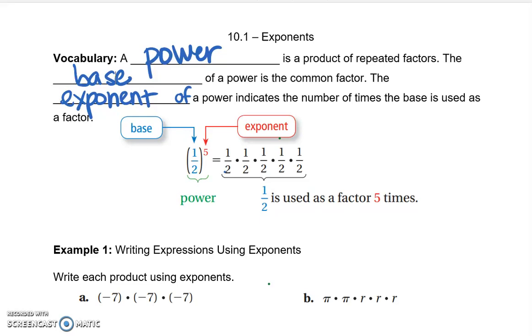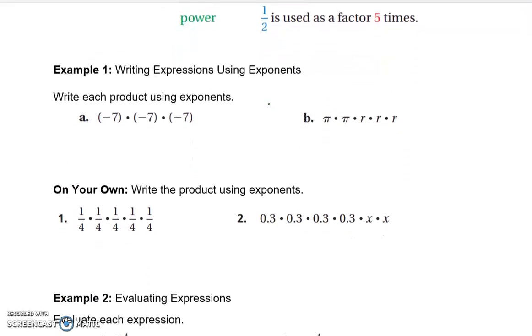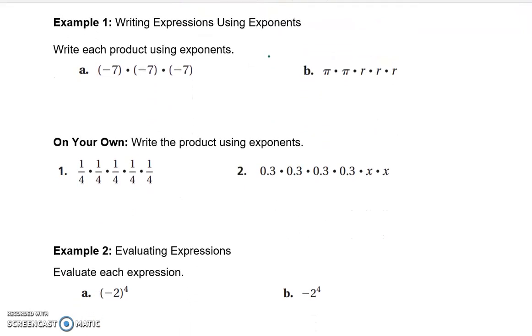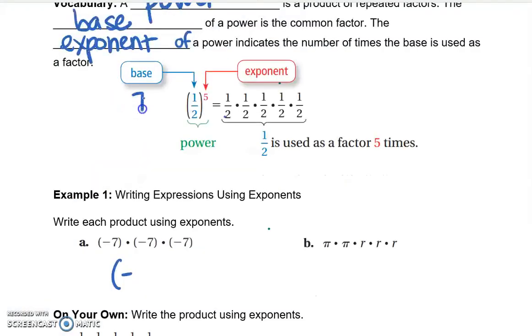Now there's a couple different things we're going to have to do with these exponents. First thing we're going to do is write expressions using exponents. So if you have this long expanded form, we want to be able to shorten it up. Okay, so my base is -7. My base is -7. It's being repeated 3 times, so it's -7 to the 3rd power.